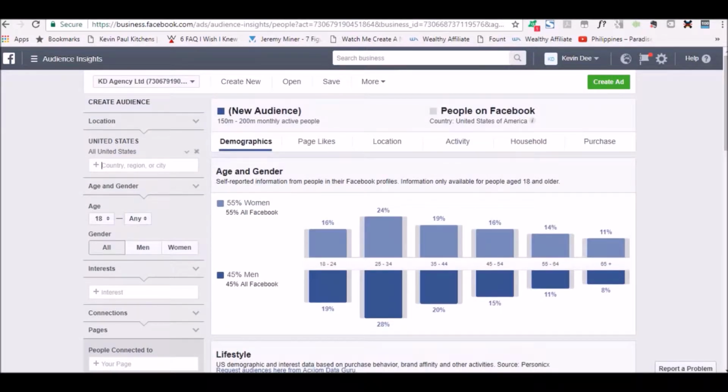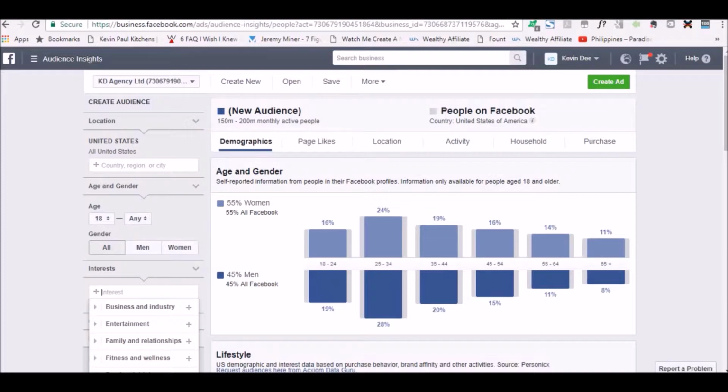So at the moment, we've got every person in the United States, and we're not narrowing down on age or gender at the moment. The reason for that is I want to narrow down on interests and find out based on that who those people are. So that would include how old they are and which gender they are. So first and foremost, interests. Now what we're going to do is pick out our top 5 competitors in our niche.